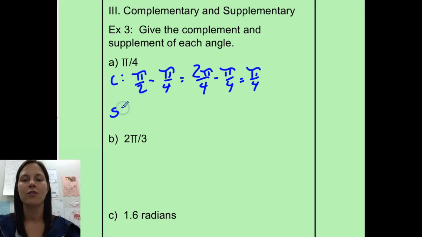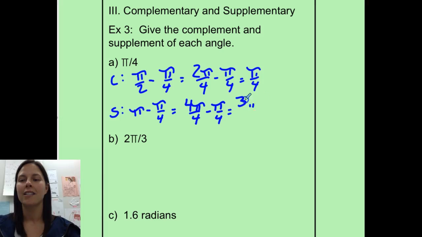Supplementary angles are 180 degrees, which is pi radians, subtracting off that pi over 4, and getting a common denominator. I'll multiply my pi by 4 over 4. Subtracting off that pi over 4, I get a supplementary angle of 3 pi over 4 radians.